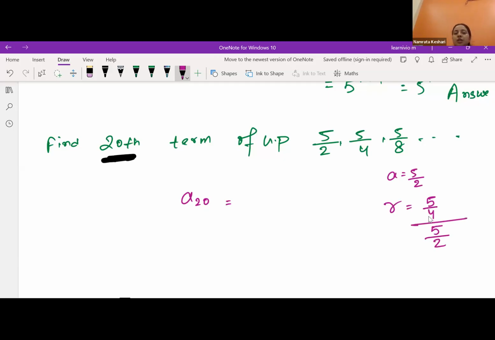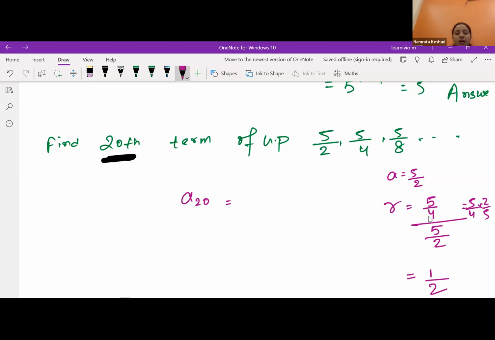Now this division must be clear to you, because in your previous class you have done so many calculations, much trickier than this one. A fraction divided by a fraction is not a big deal for you. Can you tell me what we are going to get as r? 1 by 2. We will have 5 by 4 into 2 by 5. Yeah, we'll have 1 by 2, right, Manvi?